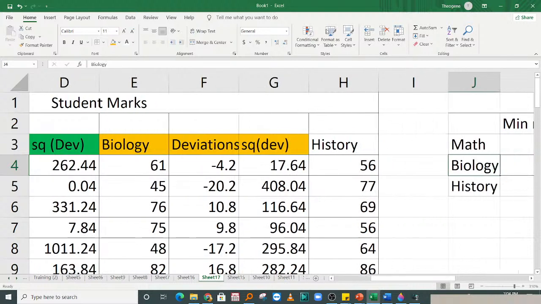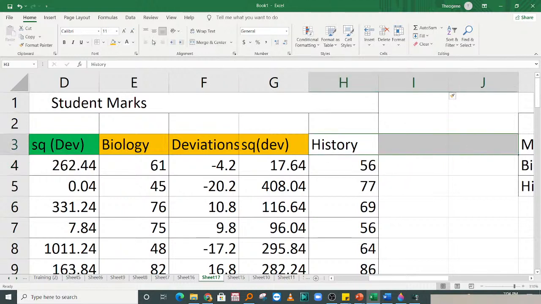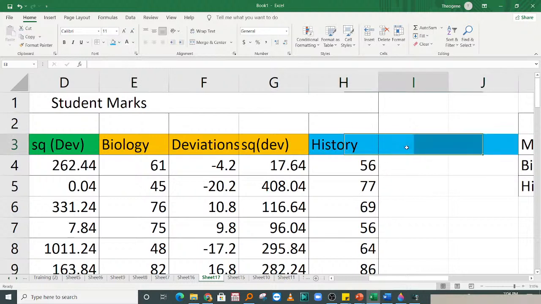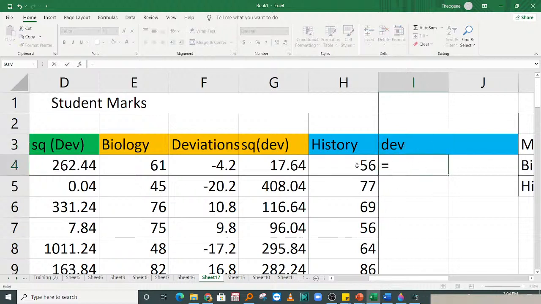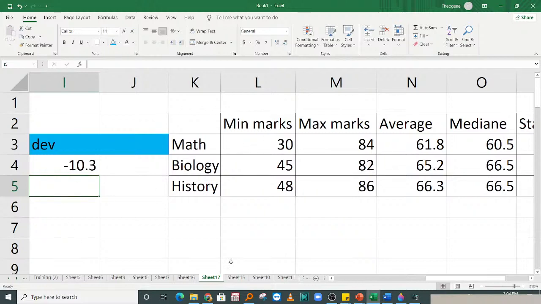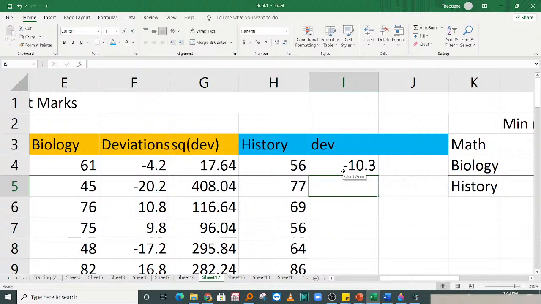So we go to history. How are we going to find this for history? Let's find the deviations in history. Each point minus the mean. The mean in history is 66.3. That's the mean. This one has gone 10.3 marks below the mean.